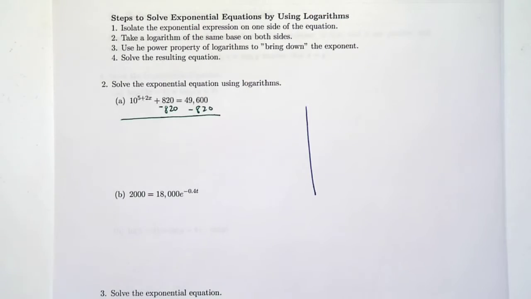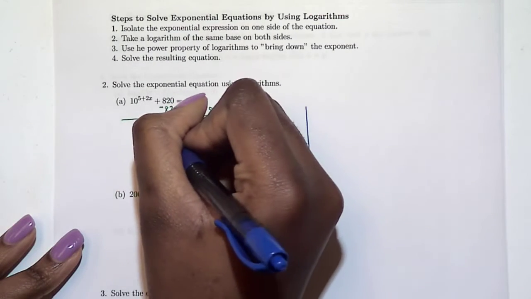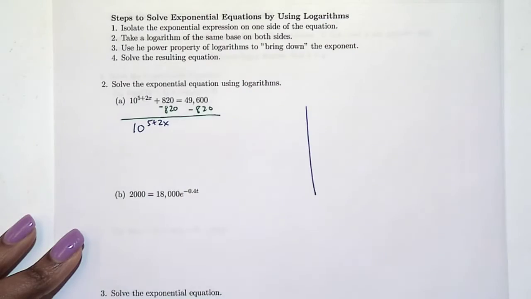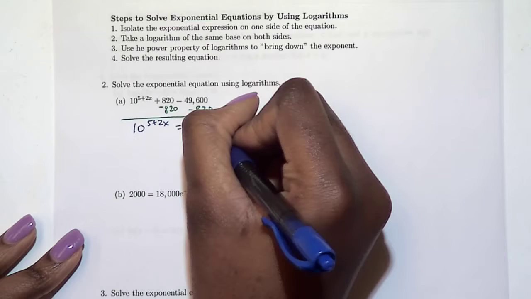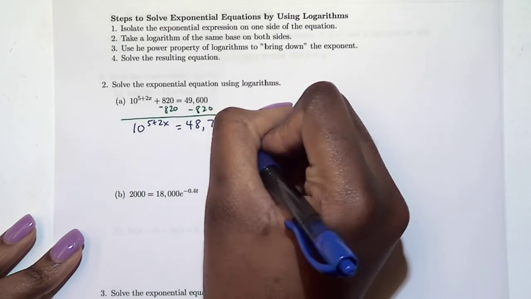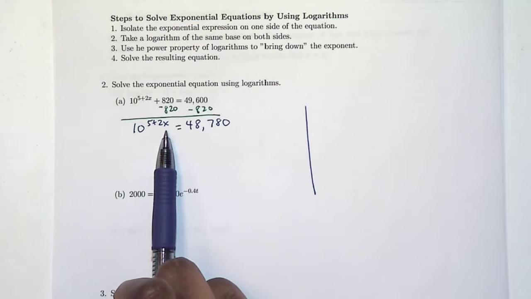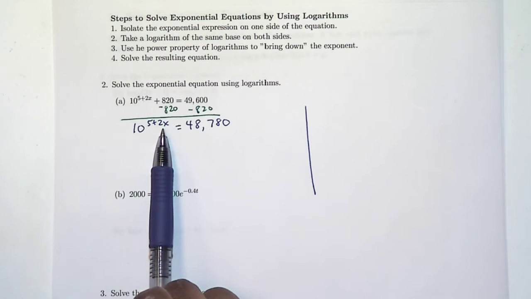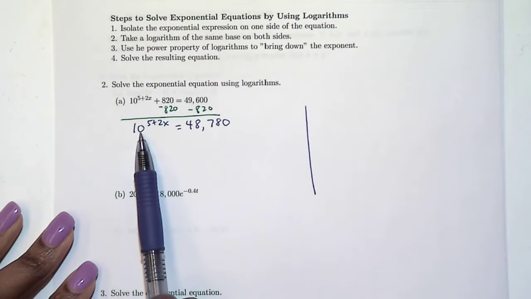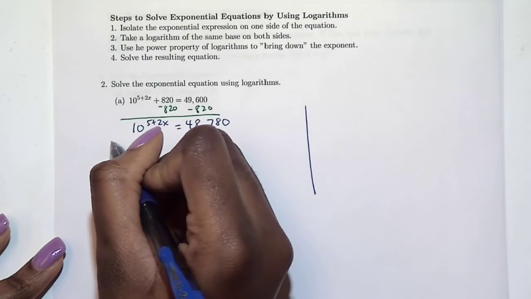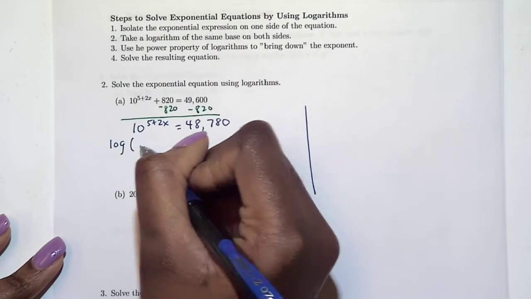Okay, and so when we do that, we're left with 10 raised to the 5 plus 2x on one side, and on the other side, we have 48,780. So now we have the exponential part by itself, and our goal is to solve for x. However, our x is stuck up here in the exponent. So we need to figure out, what do we need to do to get the x out of the exponent? Well, notice this is a base 10, so what if I do a log base 10 on both sides?